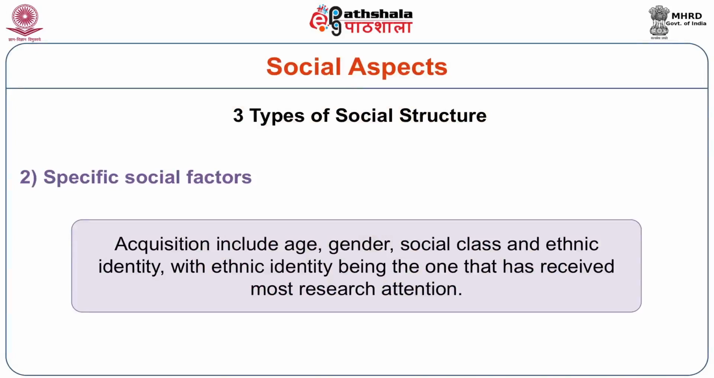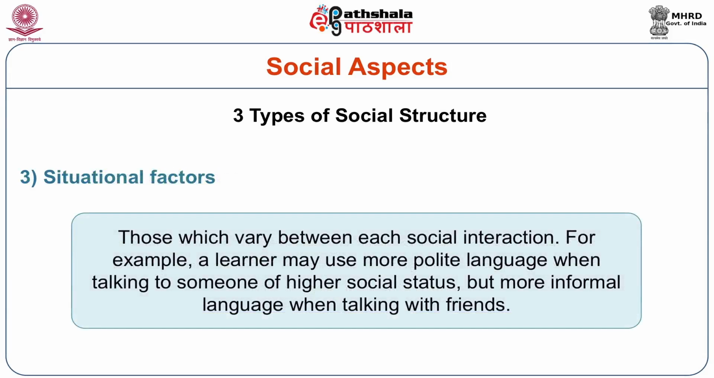So specific social factors affect your learning, your acquisition of language. That is age, gender, social class, and ethnic identity, with ethnic identity being the one that has received the most research attention. Then there are situational factors, those which vary between each social interaction. For example, a learner may use more polite language when talking to someone of higher social status, like a student talking to his teacher, but more informal language when talking with friends.